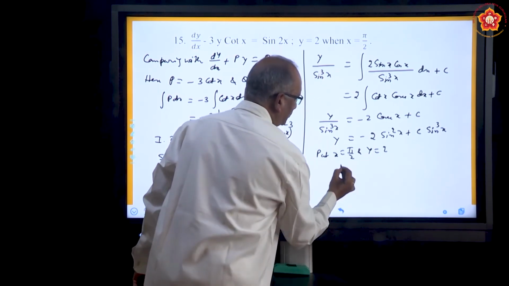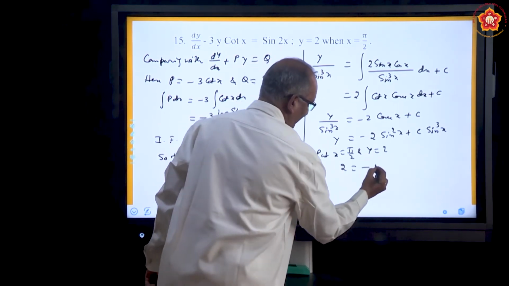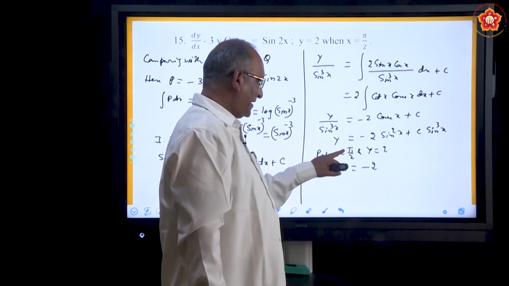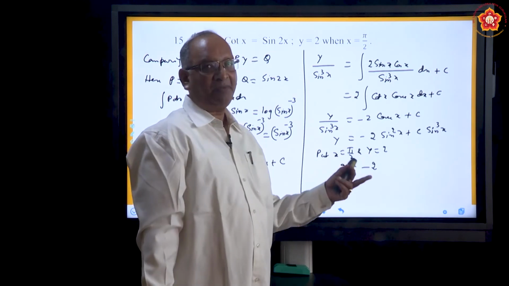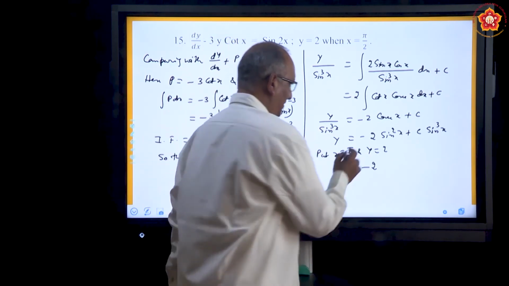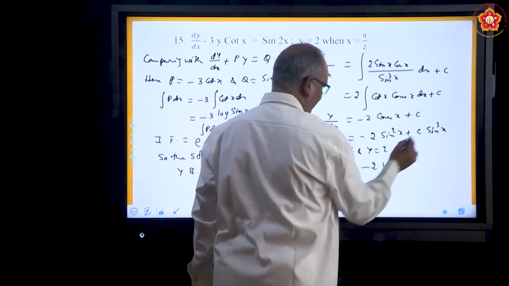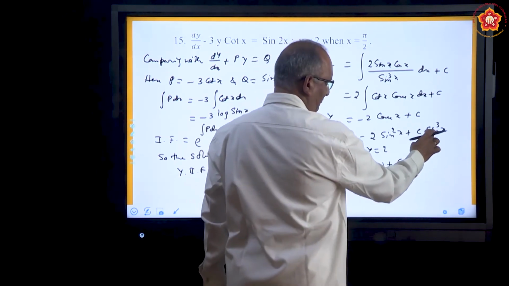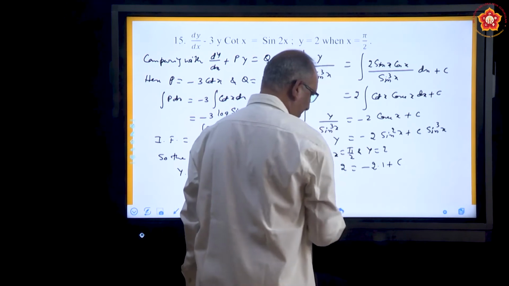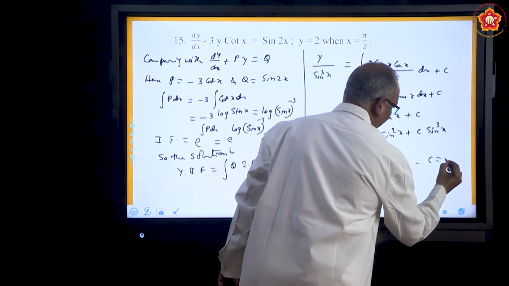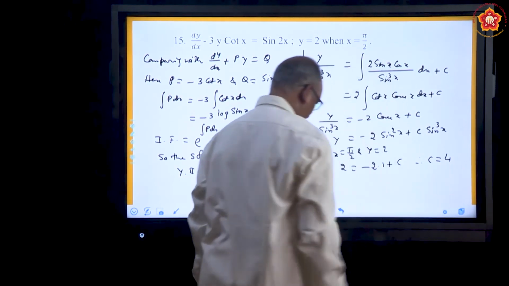So, what you will get? 2 equal to minus 2 sin square x. What is x? Pi by 2. What is sin pi by 2? 1. 1 square is 1. So, it is minus 2 only, plus c into, same thing here, sin pi by 2 is 1, 1 cube is 1. So, you will get c. Minus 2, if it comes this side, you will get c equal to 4.